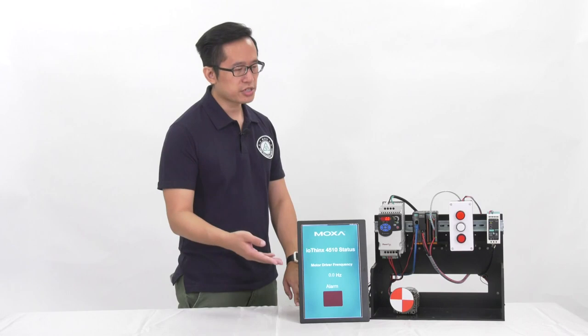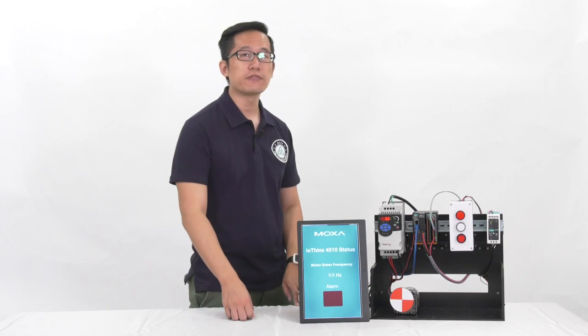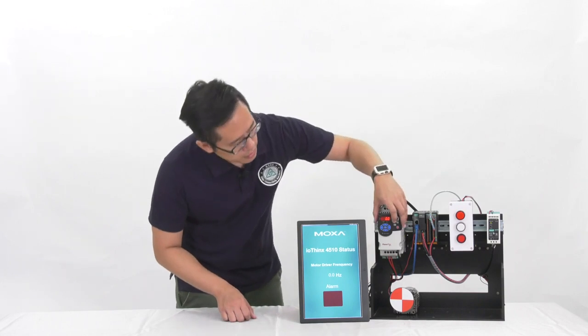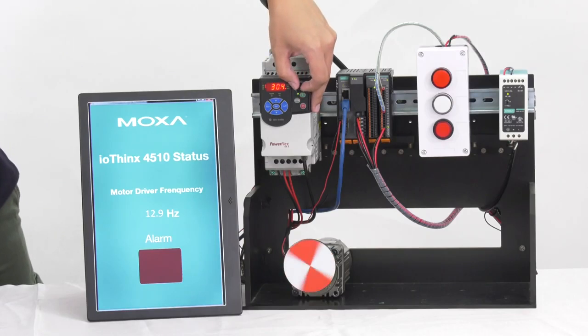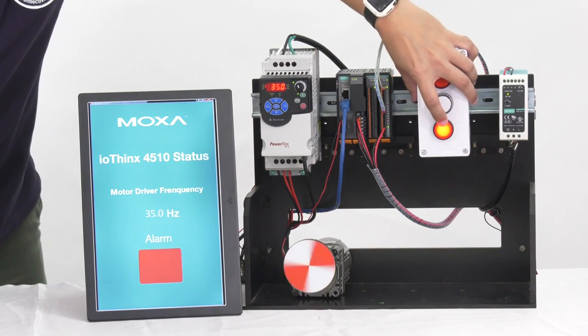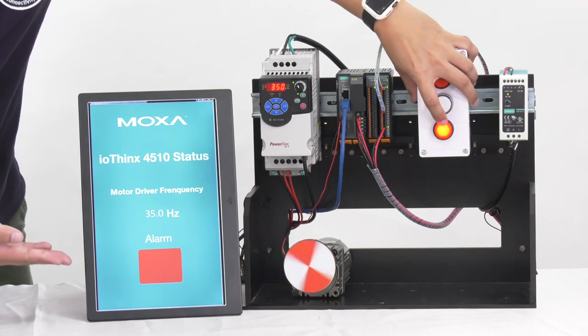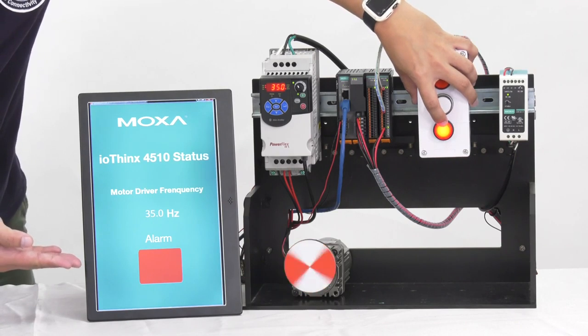Now let's take a look at our SCADA and we'll be able to see the data from our VFD and IOs. Now as you can see, when we change the frequency on our VFD and change our IO status, we'll be able to see the corresponding status updated in our SCADA.